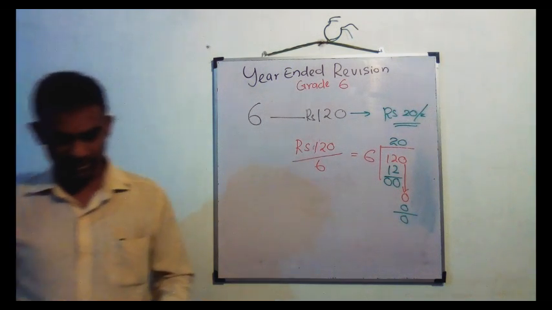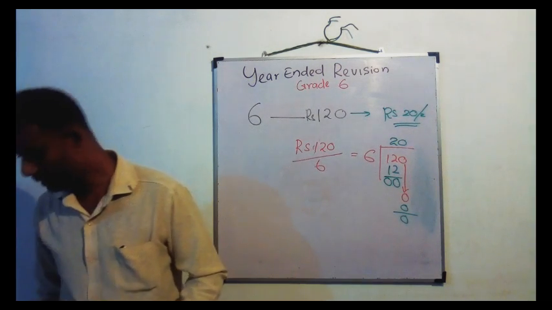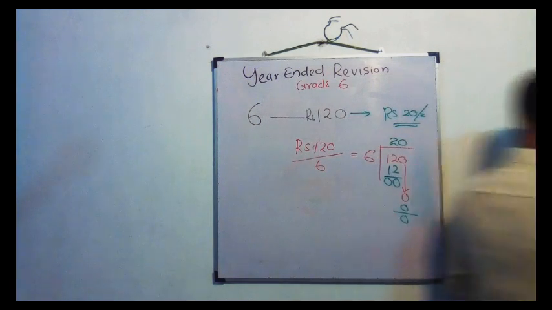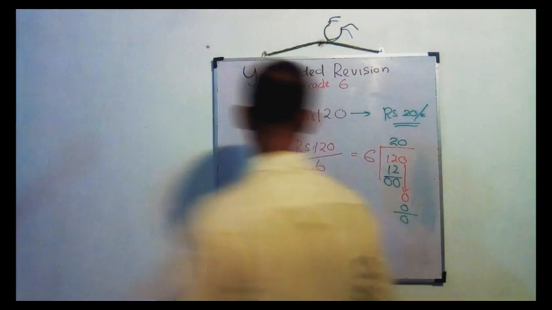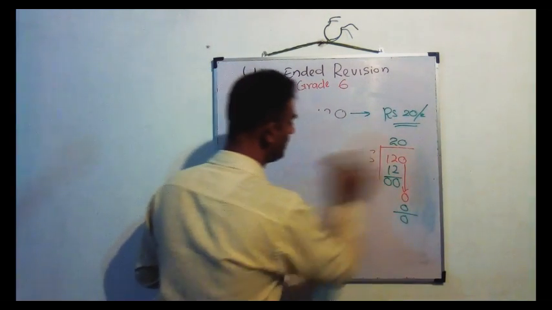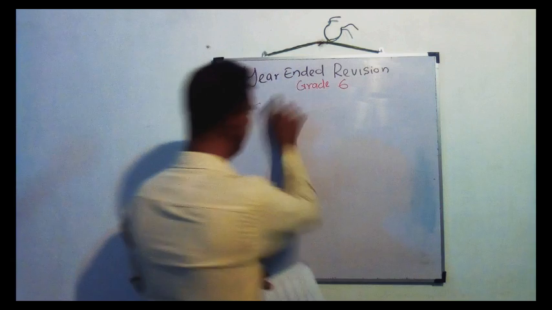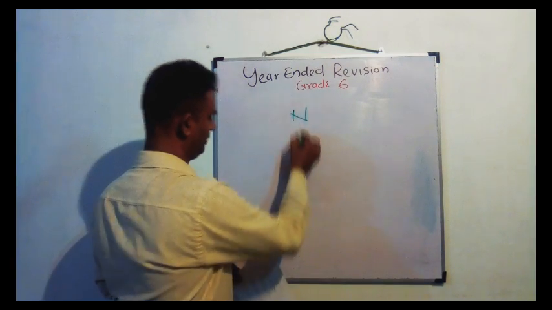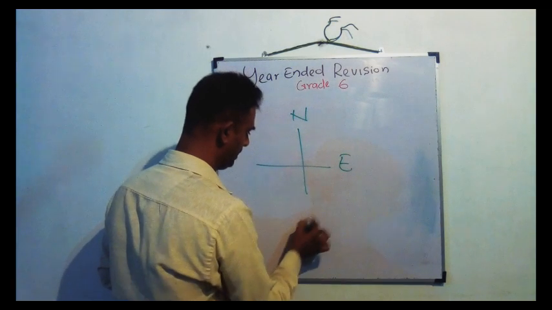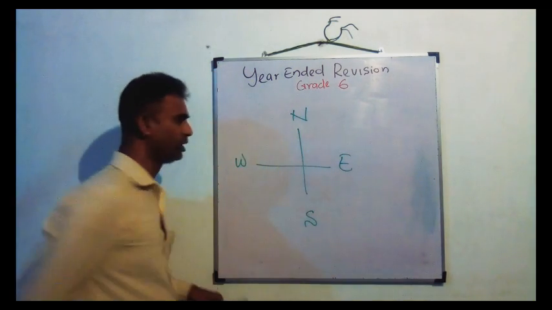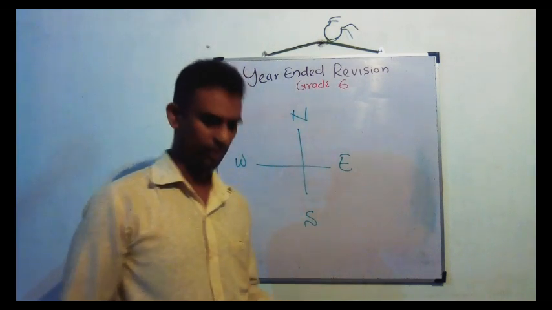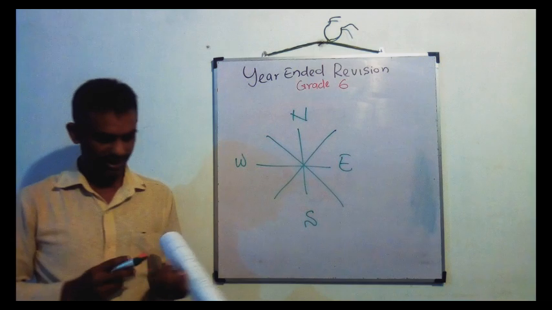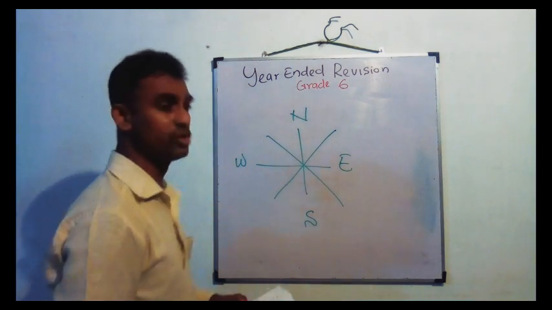What is the direction between north and east? You know that there are 4 main directions. I will explain the four directions: north, east, south, west. These are the main four directions. Other directions we know as sub-directions.